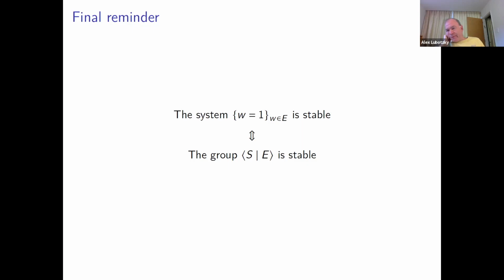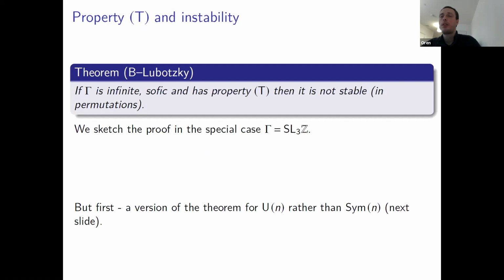Okay. So, at least one of the main theorems that I want to mention today is a joint work with Alex. And it says that if my group gamma is an infinite group with property T, which is also sophic, if you don't remember what sophic is, just think residually finite for now, it's still interesting, then it is not stable in permutations. I will give you a sketch of the proof in the case that gamma is SL3Z.